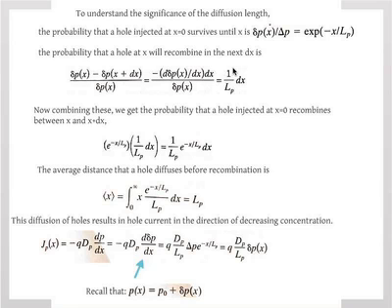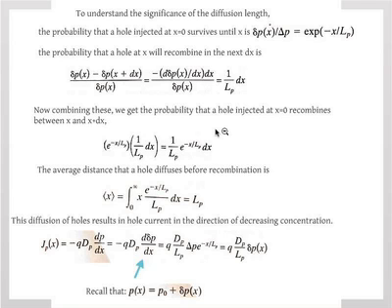Which makes sense because remember Lp is square root of Dp tau p, right? And 1 over tau p is the rate of recombination. Okay, from previously. Now we can combine these two terms and get the probability that a hole injected at x equals 0 recombines between x and x plus dx. Just multiply the two probabilities together. Probability that the hole reaches x and the probability that it recombines in the next infinitesimal distance dx. Okay, you get a term like that, e raised to minus x over Lp times 1 over Lp dx.